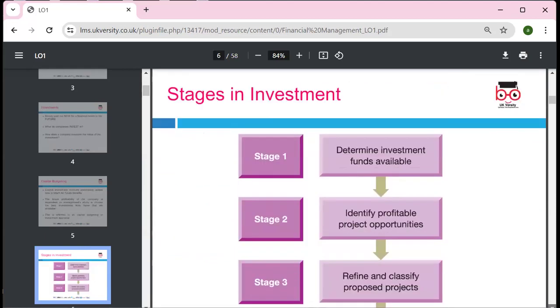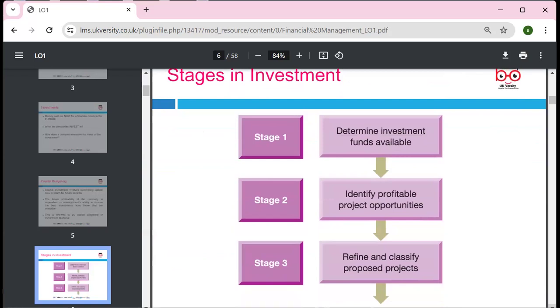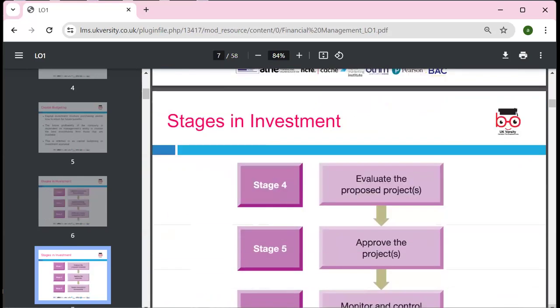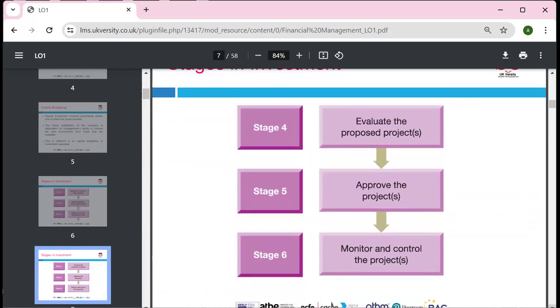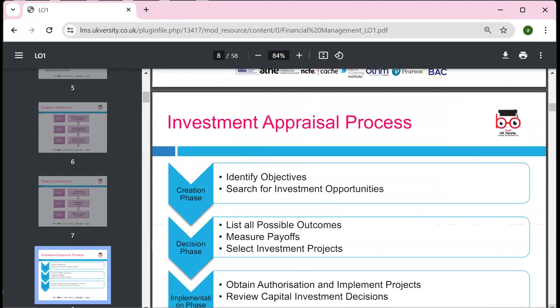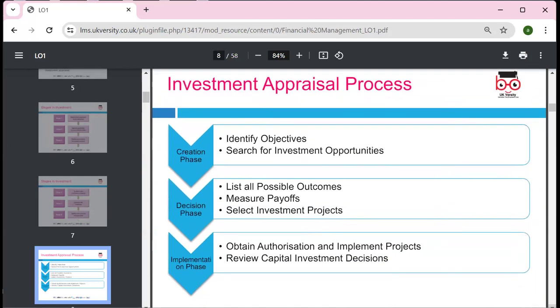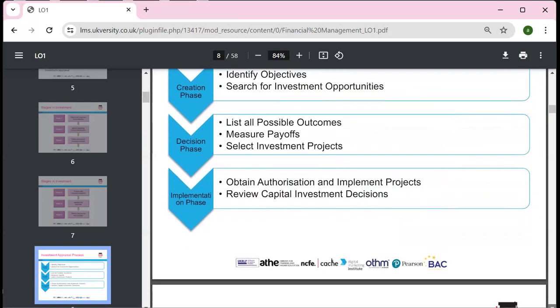The stages: stage 1 is to determine the investment funds available, identify profitable project opportunities, and refine and classify the proposed project. Then evaluate the proposed project, approve the project, and monitor and control the project further. We can also identify the objectives, search for investment opportunities, list all possible outcomes, measure the payoff, select the investment appraisal, obtain authorization and implement the project, and review the investment appraisal decisions.